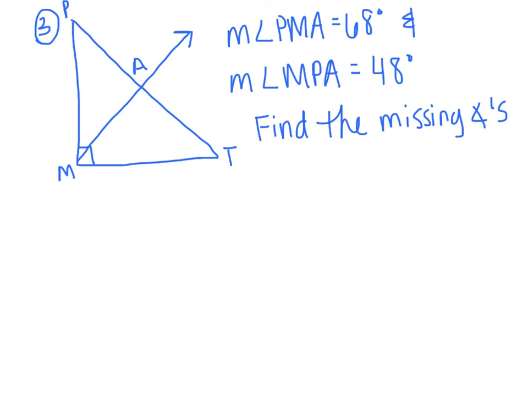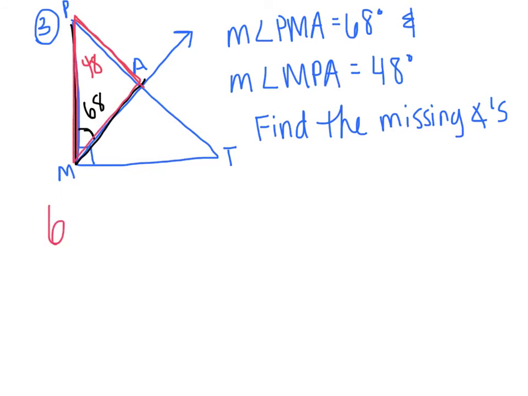All right, now we're going to get into a few more complex figures. So it says PMA, which is going to be this angle right here. PMA is 68. And MPA right here is 48. They want to know A. So A is going to be N, T, and M. So this is a smaller triangle if you look right here.